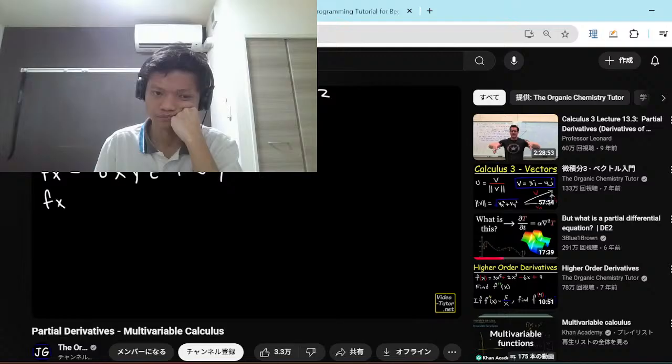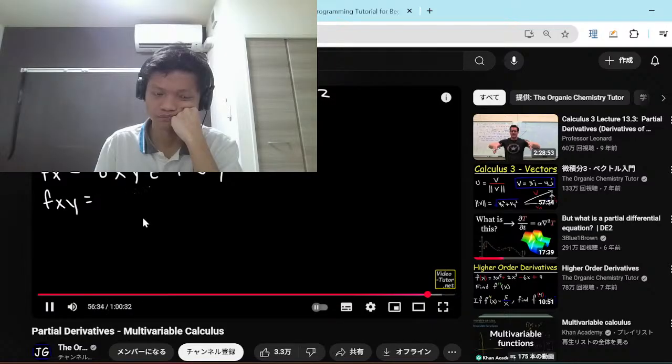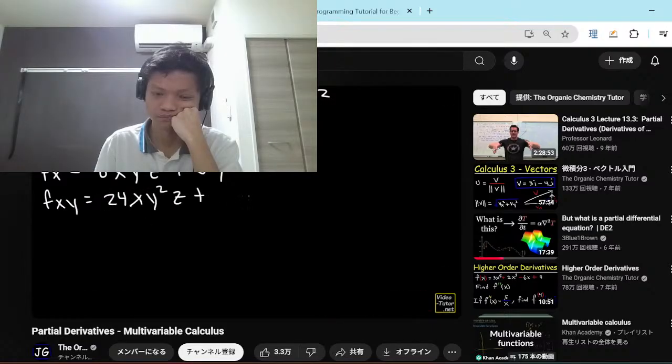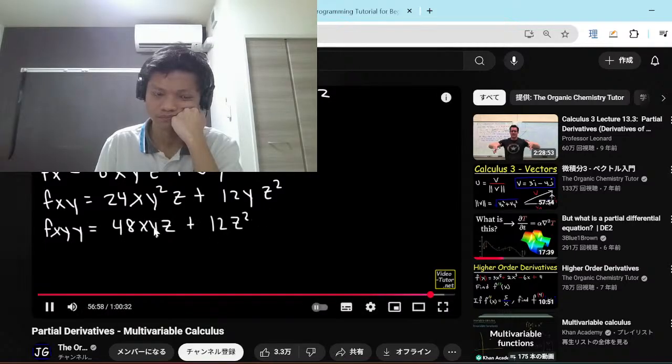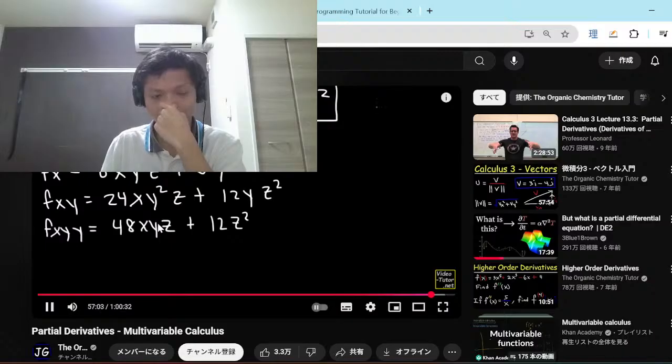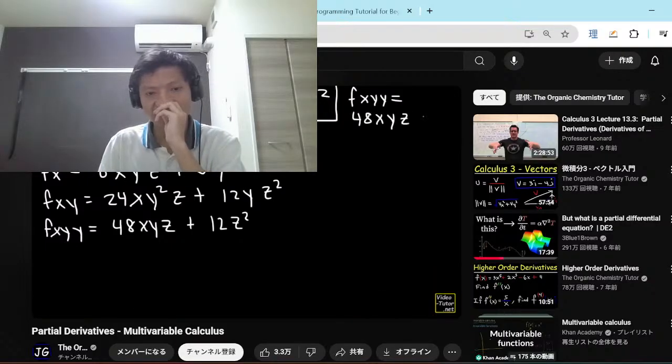Now we need to differentiate f_x with respect to y. So it's going to be the derivative of y cubed, which is 3y squared, times 8. So that's 24x y squared z. And the derivative of y squared is 2y, so that's 12y times z squared. Now let's differentiate again with respect to y. So y squared becomes 2y times 24. So that's 48x y z. And the derivative of 12y is just 12. So let me write this down. f_xyy is equal to 48xyz plus 12z squared. Let's write that for reference.